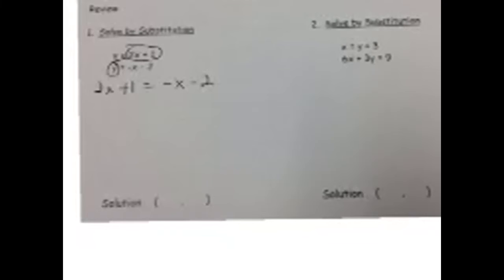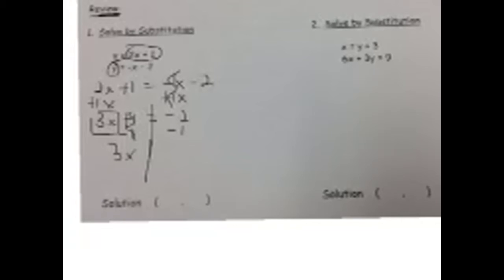And remember, this is just a review. We're just looking back at the steps for how we did that. We add 1x to both sides. That becomes 3x plus 1 equals, that cancels out, negative 2. Box our 3x, minus 1 to both sides. 3x equals, that cancels out, negative 3. When it's beside it, we divide it. And so we find out that x equals negative 1.